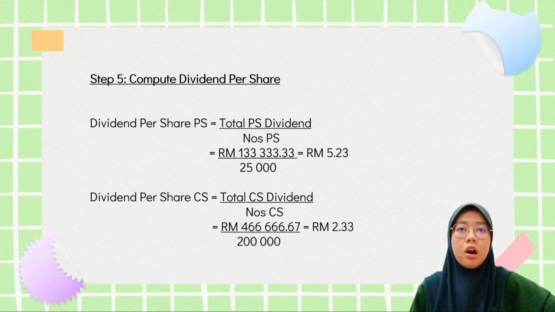For dividend per share of common stock, the formula is total common stock dividend divided by number of stocks for common stock. So, 466,666 ringgit 67 sen divided by 200,000, and you will get a dividend per share of 2 ringgit and 33 cents for common stock. We are now finished with question B2.